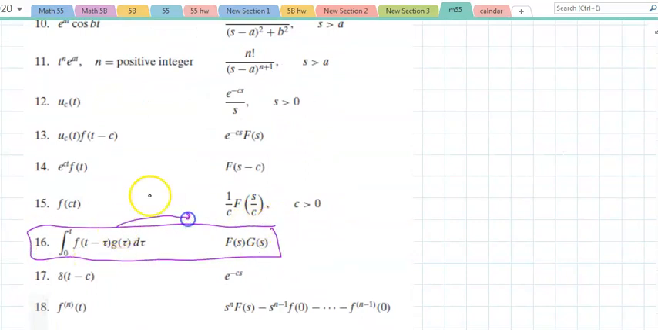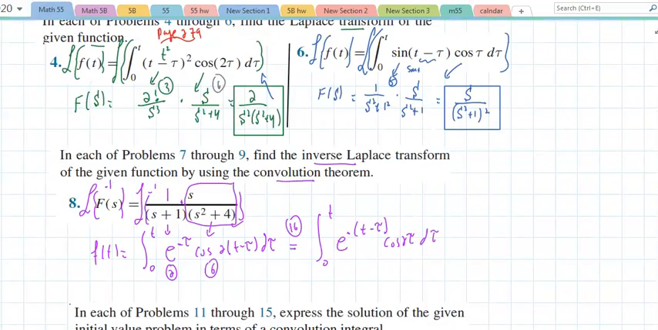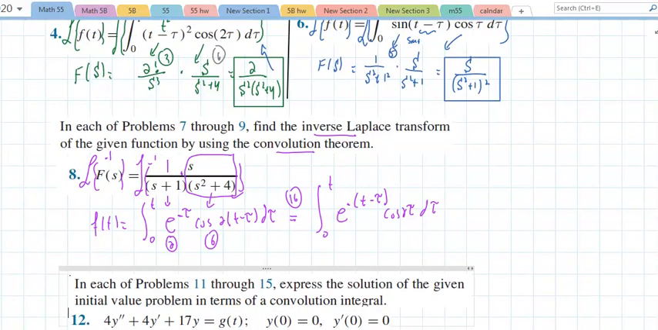So this is applying the Laplace transform. And this is applying the inverse Laplace transform. Right? f of t times g of t, where one of these is shifted. And this is F of s times G of s. There we go. So that's by 16. You could do that. So either or.